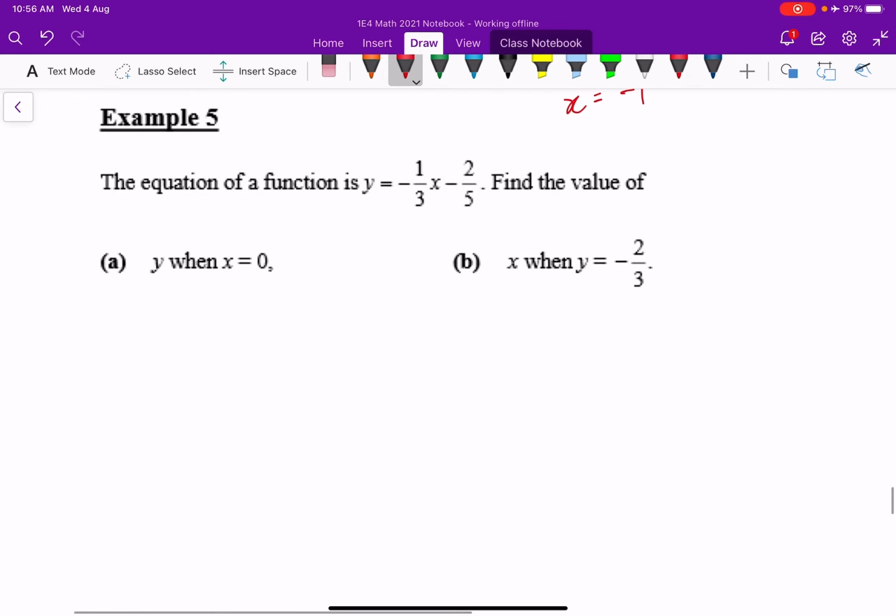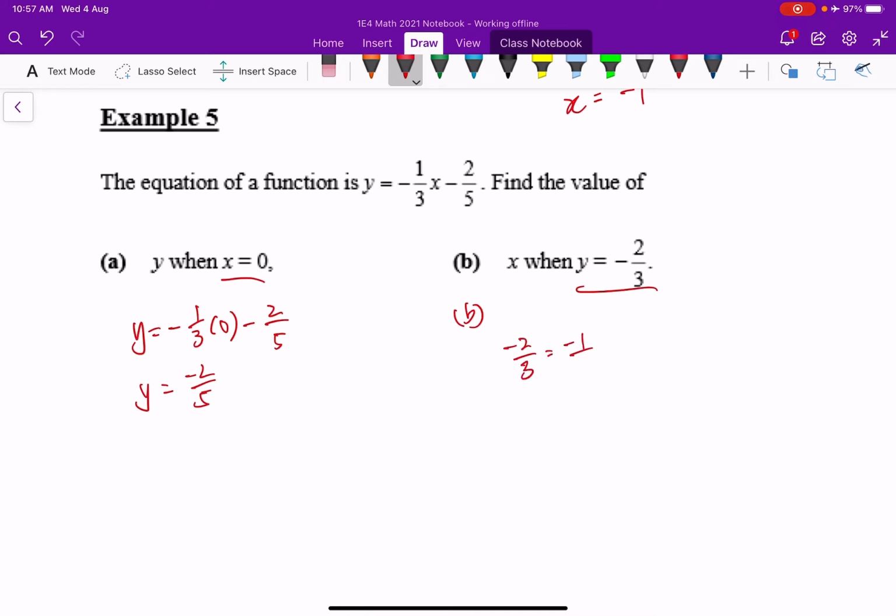Question number 5. Same thing, they give you a fraction. So when x is 0, let's do the question, but replace the x with a value 0. So anything multiplied by a 0 is 0. So a is just y equals to negative 2 over 5. Part B, when y is this: negative 2 over 3 equals to negative 1 over 3x minus 2 over 5. You might want to pause the video and try yourself first and check my answer after that.